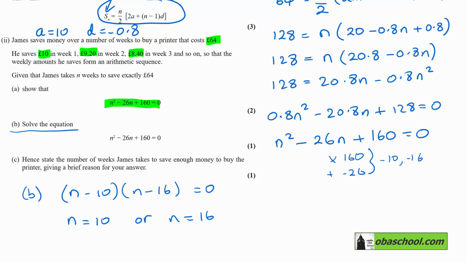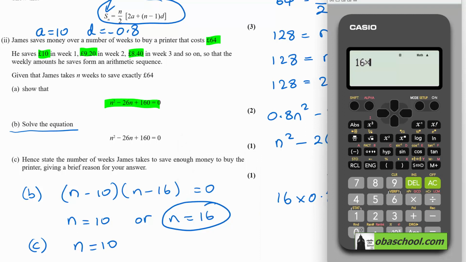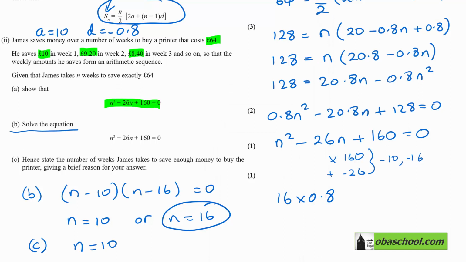In part C, it says, hence state the number of weeks James takes to save enough money to buy the printer, giving a brief reason for your answer. So it's going to be n equals 10. If we do 16 times 0.8, that's 12.8. If you look at the sequence where he started saving 10, and d is the amount taken off each week, if you got to 16 weeks, he'd be saving negative amounts of money, which makes no sense.